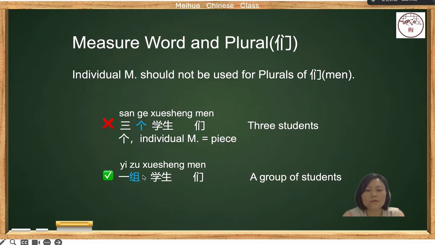So here, 一组 is 一组 or 两组. The 组 is the collective measure word. It means a team of something, a block of something, a pack of something, or a group of something. So, in translation into English, we should say a group of students, a big group of students.